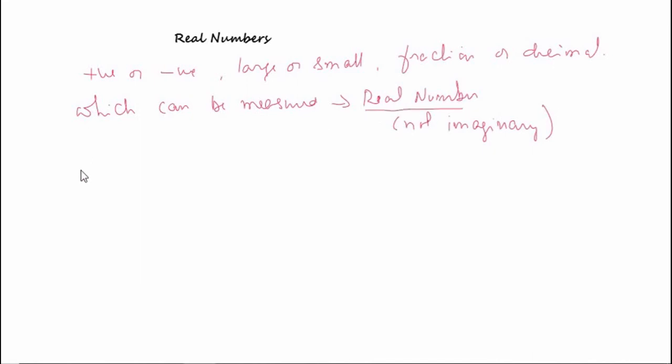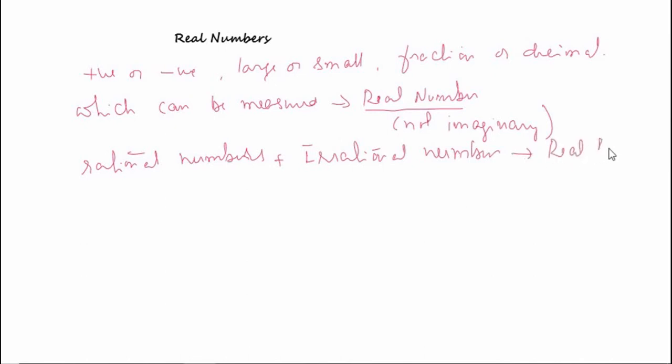Now all rational numbers plus irrational numbers are real numbers. We are going to talk about real numbers in this chapter. So what are we going to talk about?